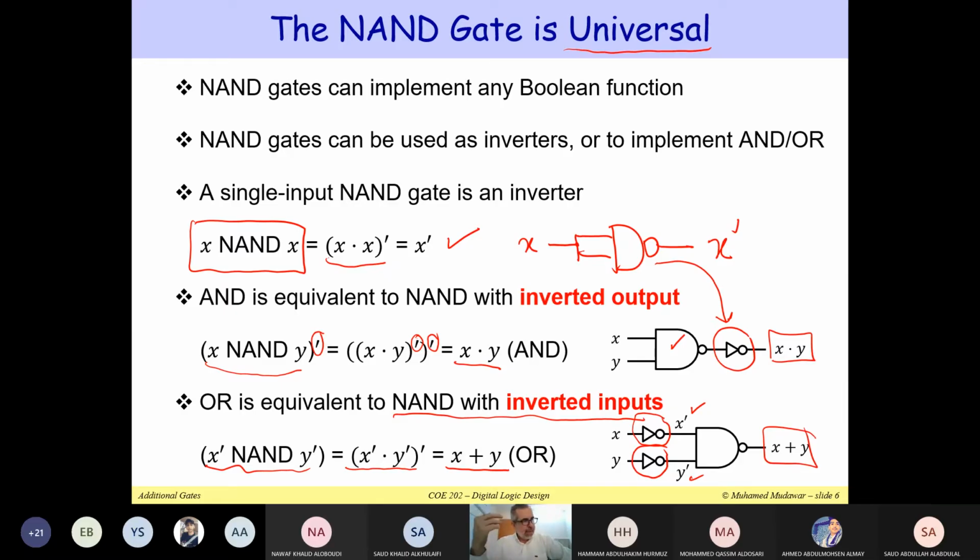So we have used a NAND gate with inverted inputs to implement an OR gate, which means that the NAND can be used to implement an inverter. It can be used to implement an AND gate. It can be used to implement the OR gate. And these are the gates that I need to implement any Boolean function. So therefore, the NAND gate is sufficient to implement any Boolean function. For this reason, we say that the NAND gate is universal. Okay, is this clear? Do you have any question about this?